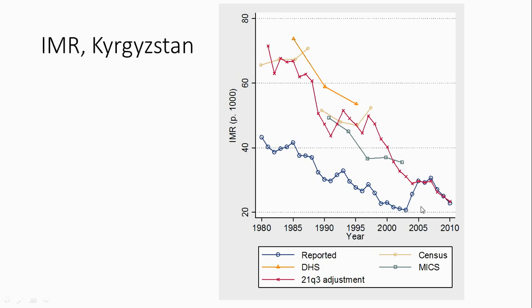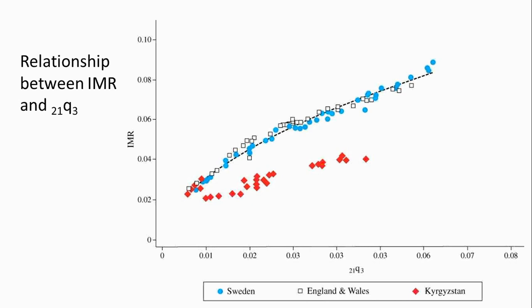And basically when you look at the 21Q3 adjustment, there's a little bit of stagnation, but the two series align, which is supportive of the fact that the adjustment that we made did in fact take care of this definitional problem. And this is particularly visible in the comparison of the relationship between 21Q3 and IMR.